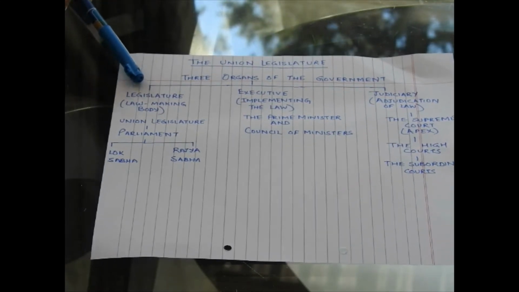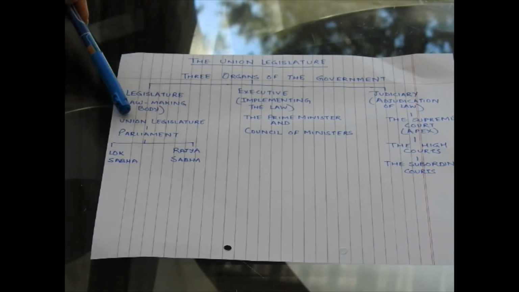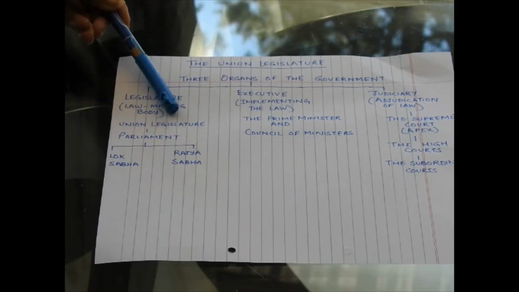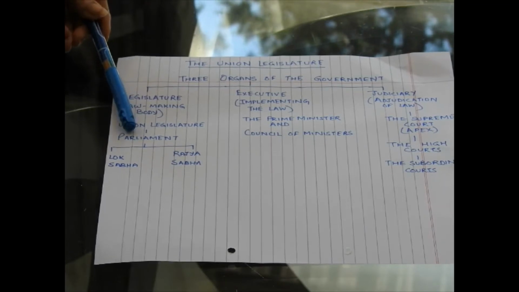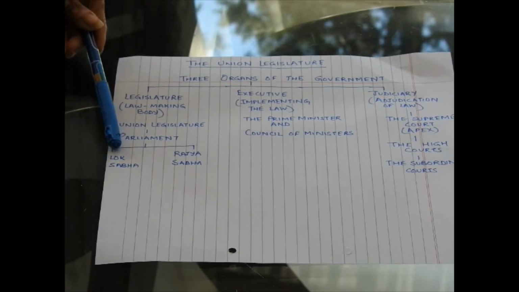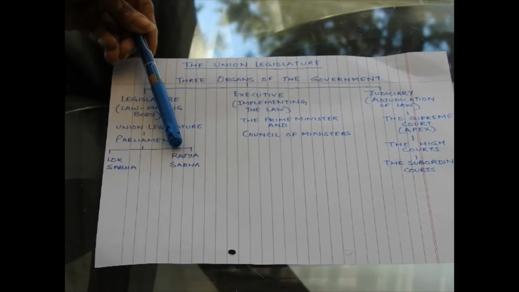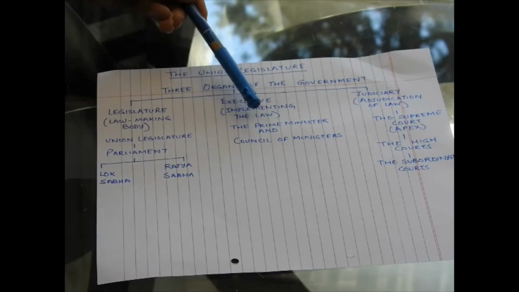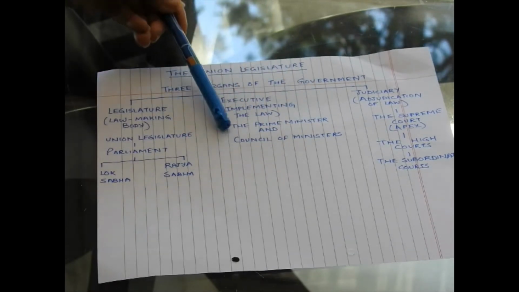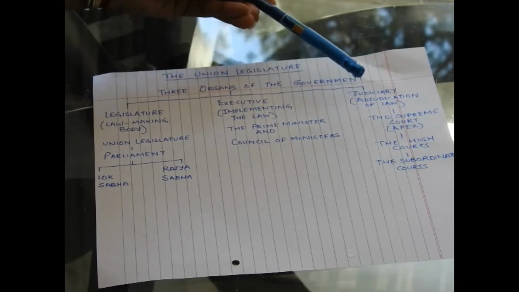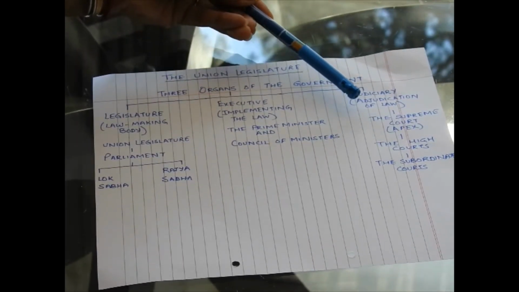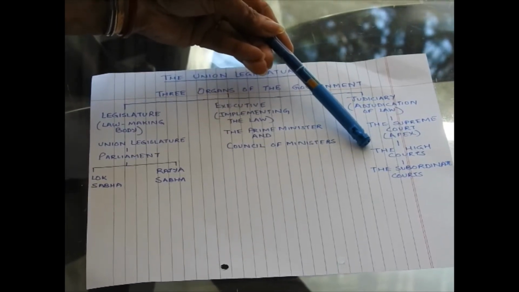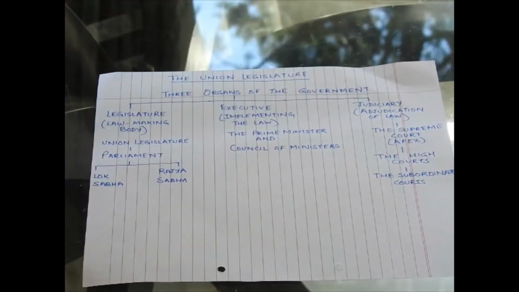In the syllabus of class 10, you have to study the union legislature. Union legislature consists of Parliament, with its two houses, Lok Sabha and Rajya Sabha. Executive consists of the real executive heads of the country, the Prime Minister and the Council of Ministers. Judiciary consists of, at the apex, the Supreme Court. Below the Supreme Court, we have the High Courts and then the subordinate courts.